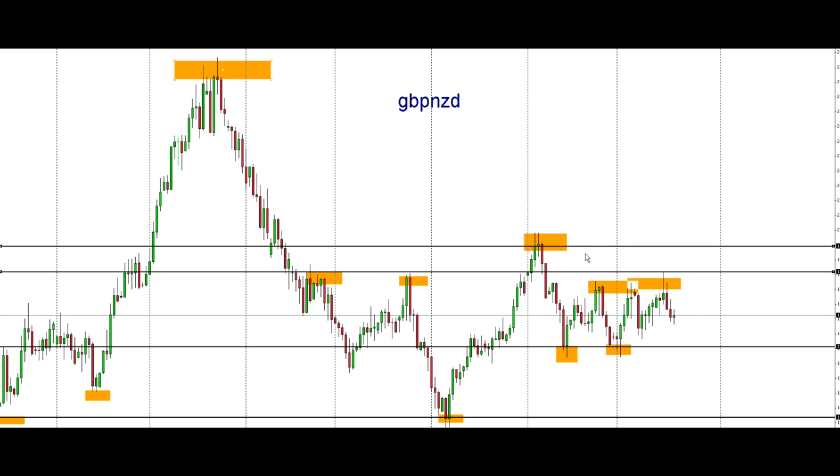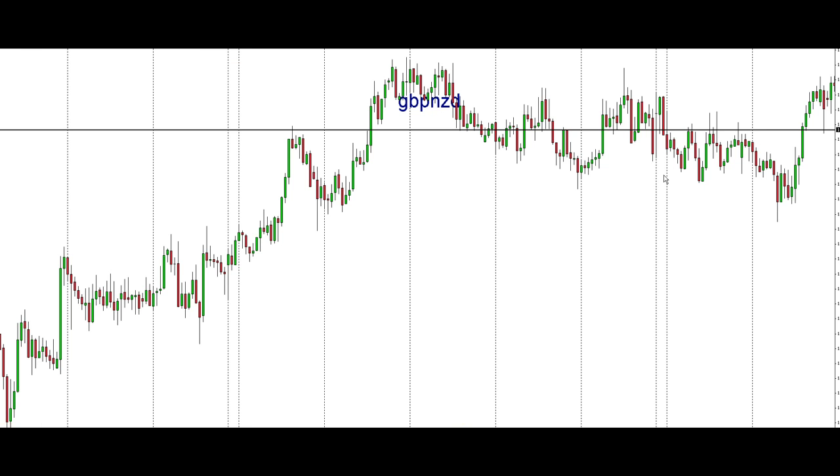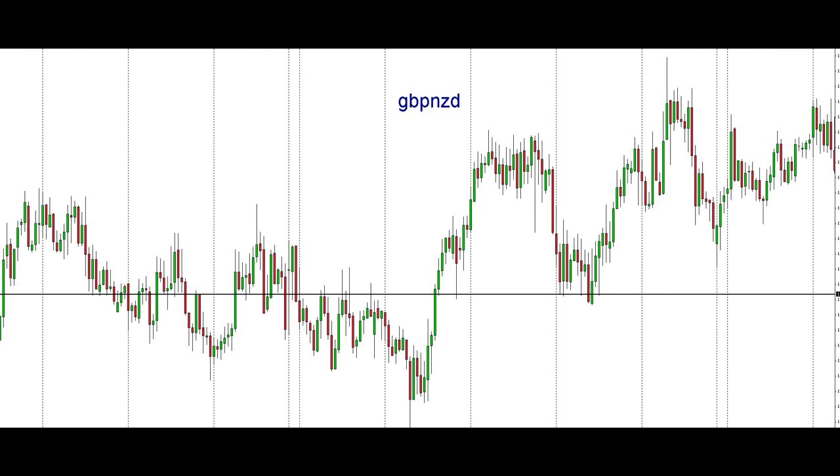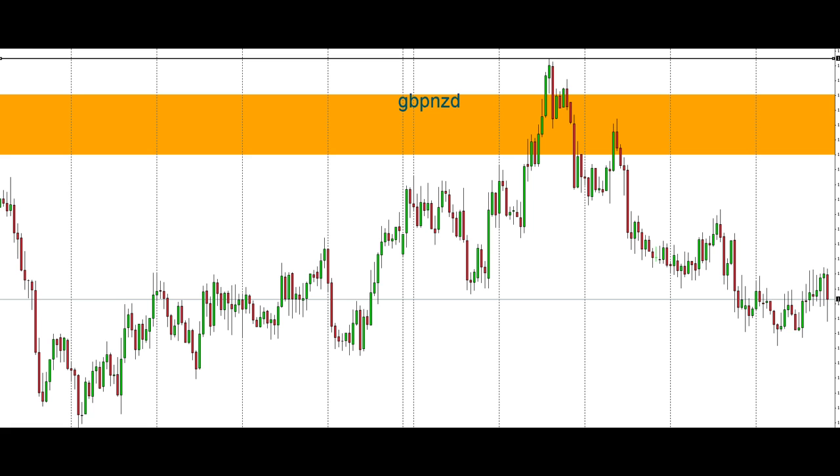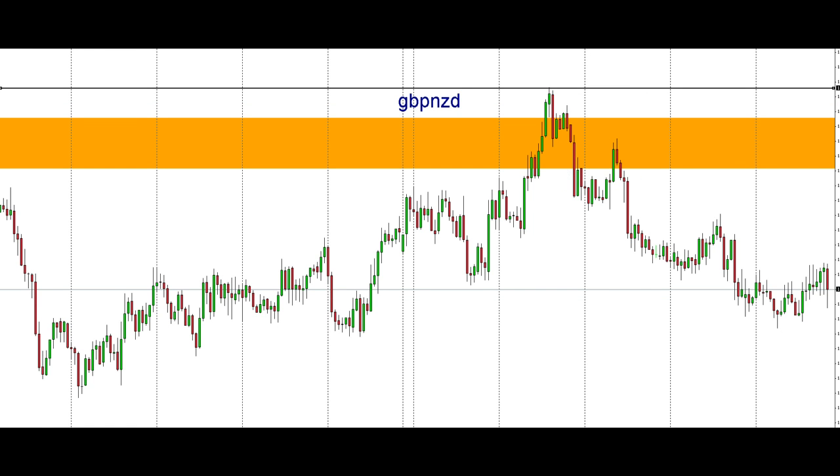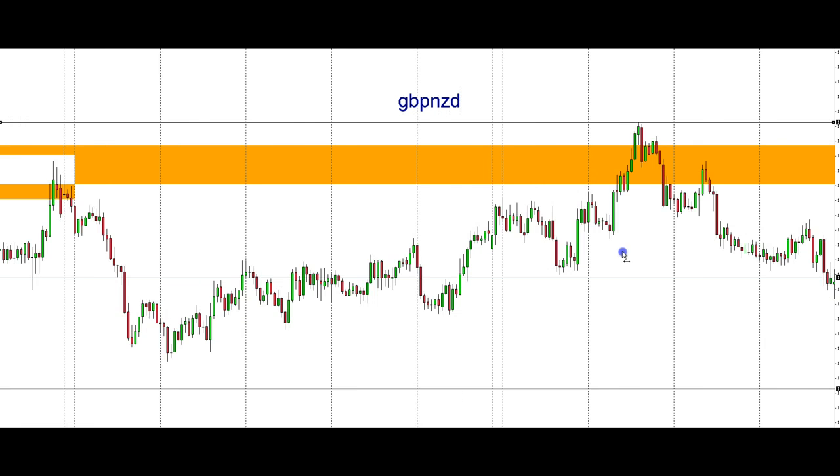These are the areas I highlighted on the daily, so when I'm on the 1 hour, I don't have to go back to the daily to check if there's an area that price is most likely to turn around. So let's go to the 1 hour chart, and we're going to go to those areas where we may find a trade.